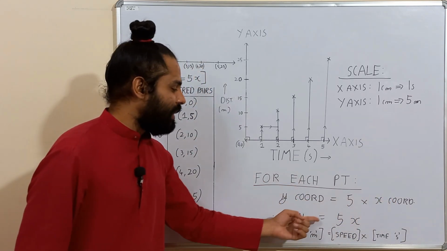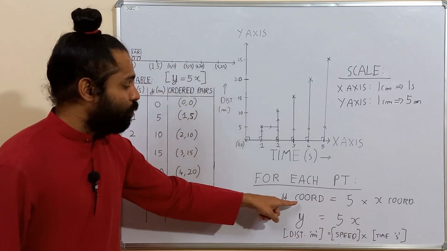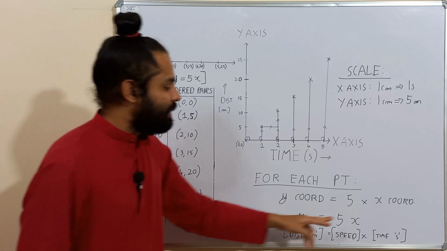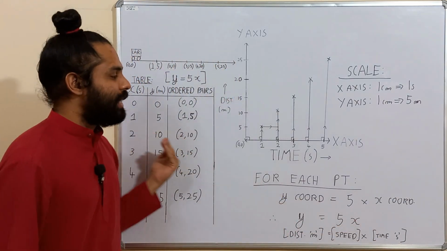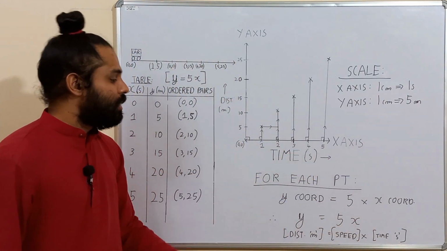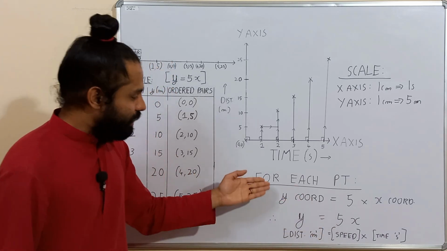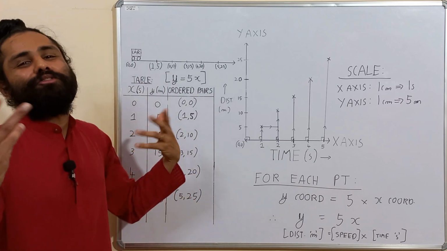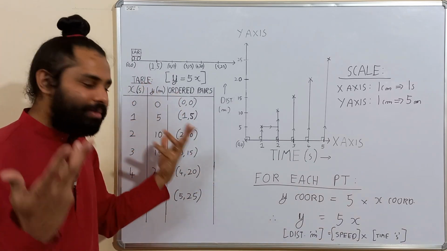Basically, that means y is equal to 5x. And since the y-coordinate represents the distance traveled by the car in meters, and the x-coordinate represents the time elapsed in seconds, and 5 is obviously the speed, this y-coordinate equal to 5 times the x-coordinate is just a very fancy way of saying the same thing.